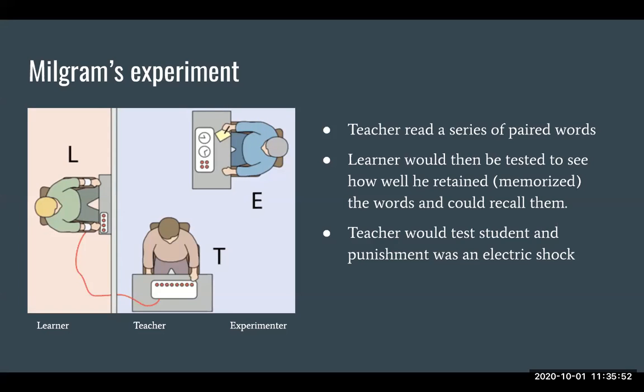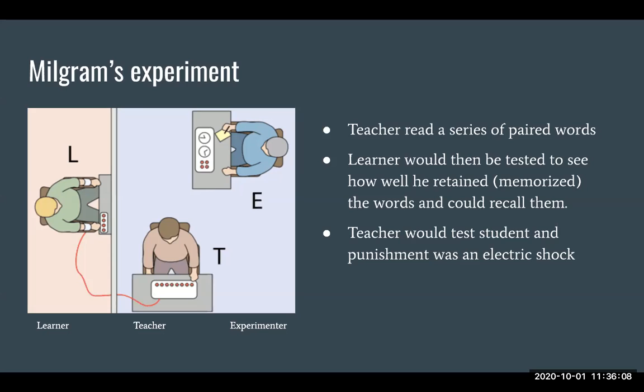And so the learner, because they are a part of the experiment, as they were getting hooked up to the shock machine, mentioned, hey, I have a heart condition. Should I be worried about this? And the experimenter assured them, no, the shocks are not going to be comfortable, but they're not dangerous, so don't worry. Then they went back into a separate room.